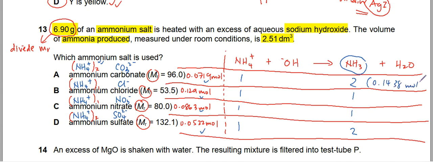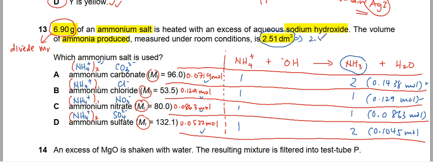Times 2, we end up with 0.1438 mole. This just stays the same, 1 to 1, 0.129 moles. This stays the same, 0.0863 moles. This is twice, because this is 2 moles, 0.1045 mole. So this is what we expect for each ammonium salt. So the actual amount of ammonia produced is this.